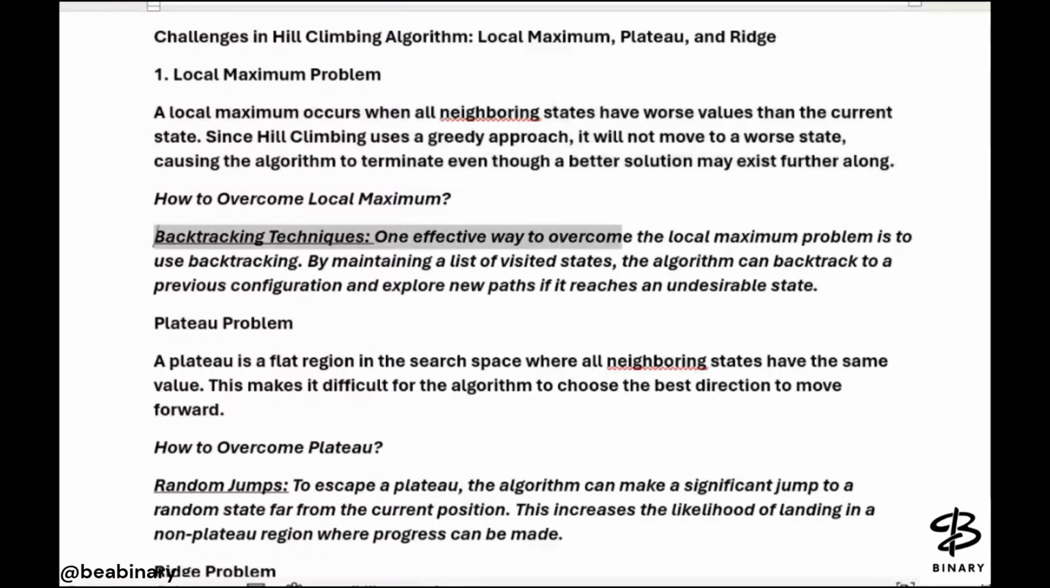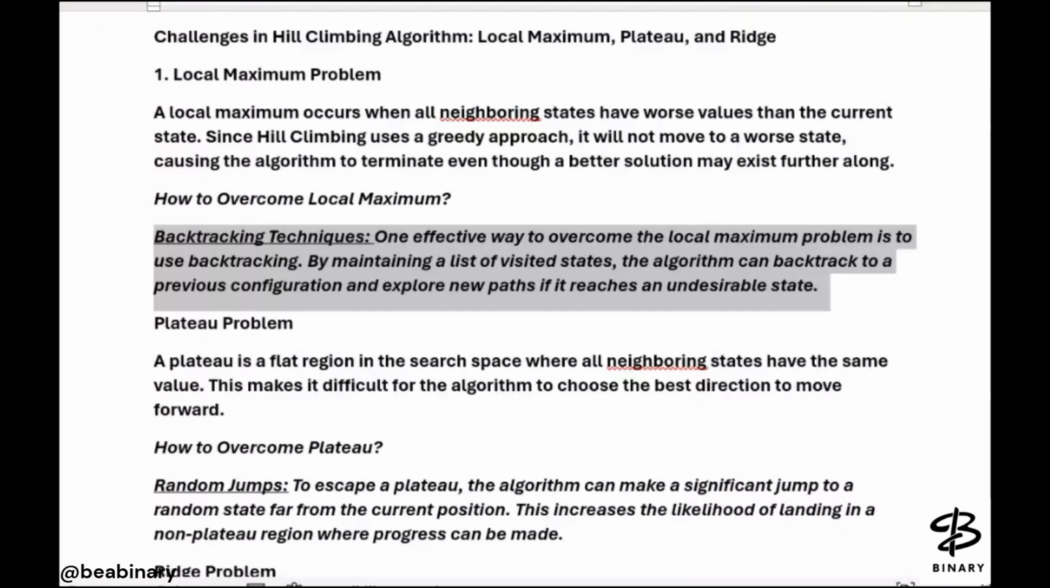One effective way to overcome the local maximum problem is to use backtracking by maintaining a list of visited states. The algorithm can backtrack to a previous configuration and explore new paths if it reaches an undesirable state. So it can take the decision from the saved states, or the visited states from the history, by performing backtracking, and can maintain the list and check the previous states, and then explore new paths if an undesirable result has been reached in the algorithm.